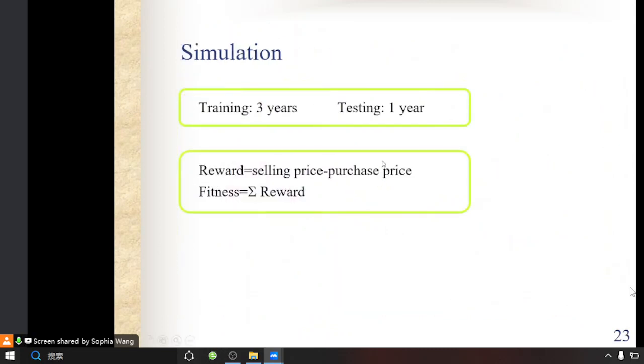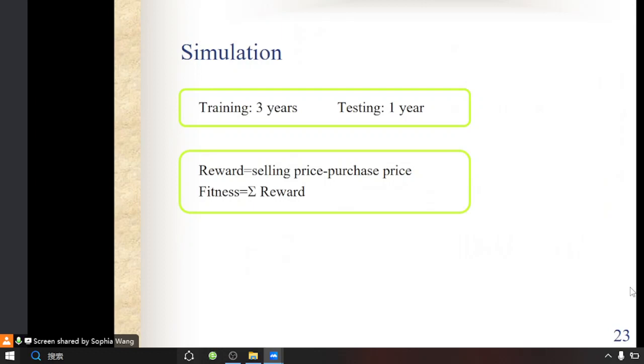Okay, and of course we did the simulation. We did the simulation for 4 years, 3 years for training and 1 year for testing. So that's why I said my candidates apply this to stock markets. But I think this is why I never use it, because this is a very ideal model, because reward is selling price minus purchase price. Actually, you cannot just use this one.